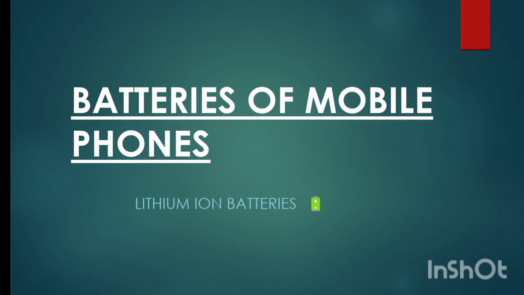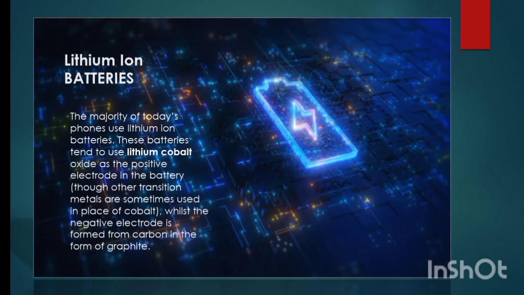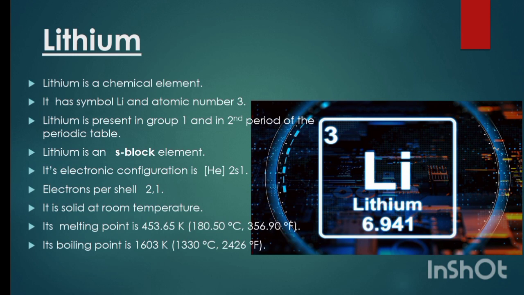Batteries of mobile phones. As we all know, our mobile phones are portable, so their batteries should be of very good quality and they have to be charged. For this purpose, mobile phones use lithium-ion batteries. What are lithium-ion batteries? The majority of today's phones use lithium-ion batteries. These batteries tend to use lithium cobalt oxide as the positive electrode, though other transition metals are sometimes used in place of cobalt, while the negative electrode is formed from carbon in the form of graphite.